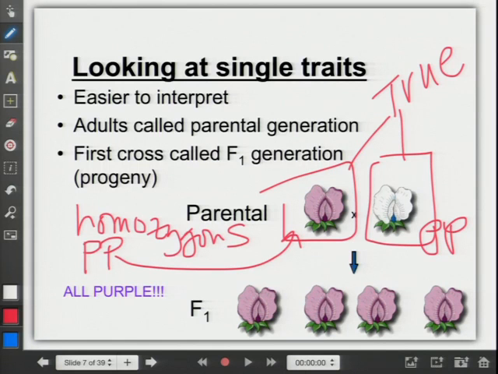Okay. Now, since he already did some of these experiments, he knew that true breeding purple gave purple. White could never give anything but white, always did white. And when he crossed those two together, what came out in the F1, which by definition is a cross of the parentals, two true breeding together, always only gave us purple. All purple, always only. So the white phenotype disappeared.